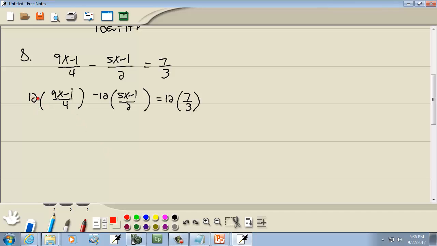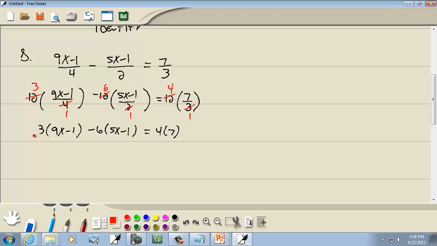Okay. Now 12 and 4 are both divisible by 4. 4 divided by 4 is 1. 12 divided by 4 is 3. 2 and 12 are both divisible by 2. 2 divided by 2 is 1. 12 divided by 2 is 6. 3 and 12 both divisible by 3. 3 divided by 3 is 1. 12 divided by 3 is 4. Let me write down what I have left, and then I'll multiply it through. So I got 3 times 9x minus 1 minus 6 times 5x minus 1 equals 4 times 7.